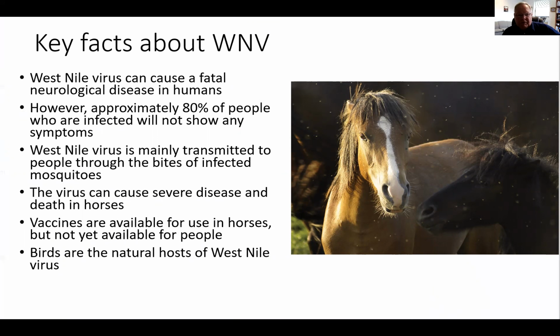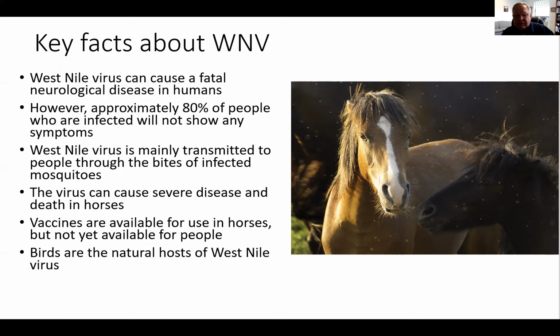Key factors about West Nile: it can cause fatal neurological disease in humans. However, approximately 80% of people who are infected will not show any symptoms. West Nile virus is mainly transmitted to people through the bites of infected mosquitoes. It can cause severe disease or death in horses; usually about 9 out of 10 die. Vaccines are available for use in horses, but not available for people.